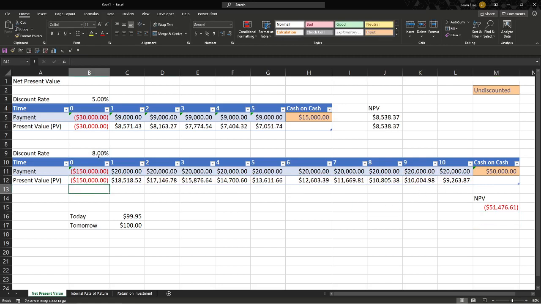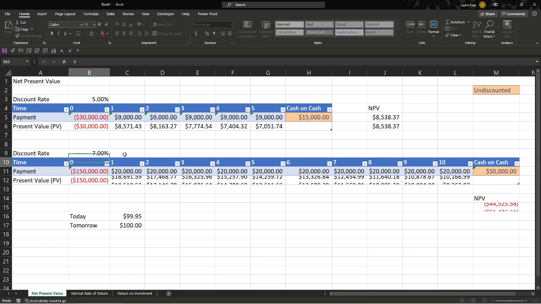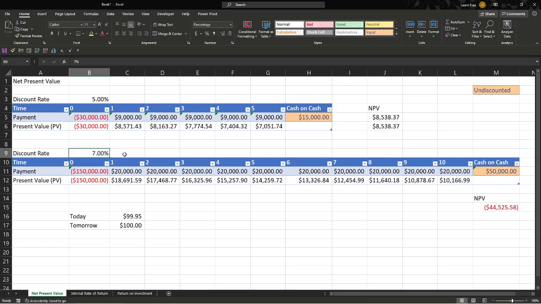Not a good move. Now if it drops to 7, it might be a little different. Drops to 4, yep, you're still there. If it's 0, yeah, by all means, you're making your cash-on-cash return, 0%. But I don't know anyone that's going to loan money at 0%.